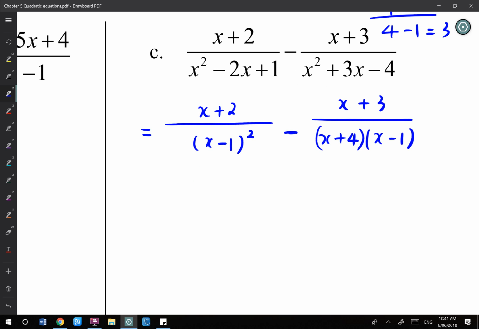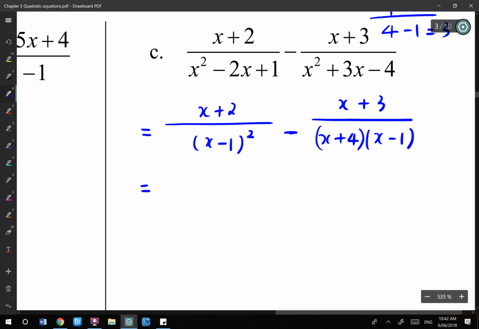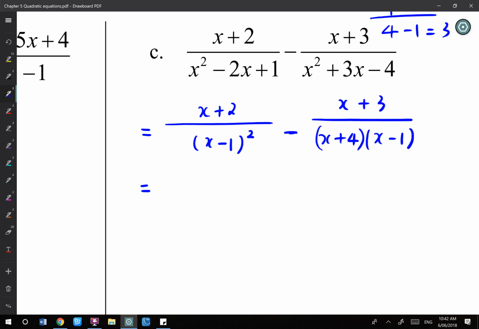So now I want to subtract them. Remember what we learned in the first chapter: if you want to subtract fractions, you need a common denominator. So what's the common denominator for those two? X minus 1 squared and x plus 4 will be the common denominator.